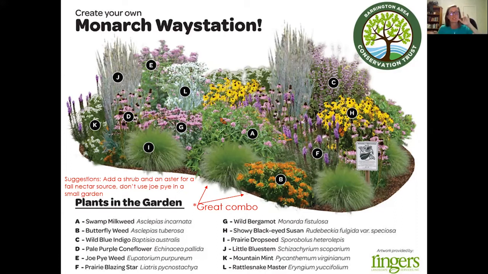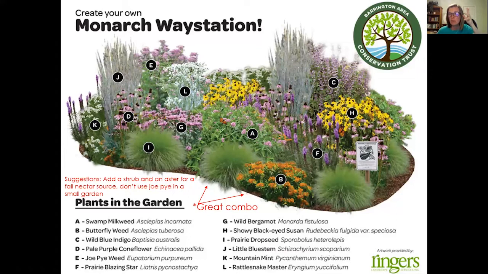So I wrote their suggestions. I would add an aster in here to get some fall nectar. And I'm going to show you a picture of the aster I would recommend. I would also add a shrub for a varying root structure. So the roots of all of these plants are different.